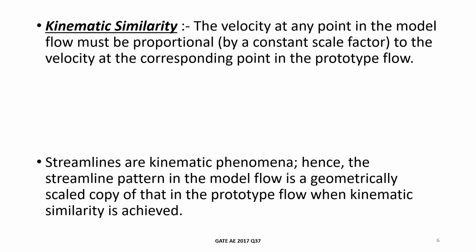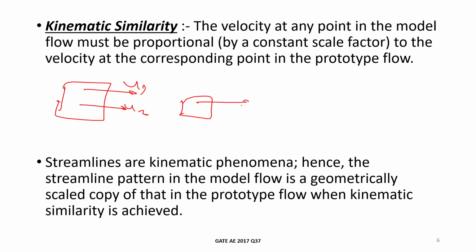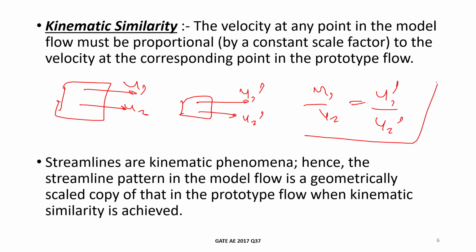Kinematic similarity. The velocity at any point in the model flow must be proportional by a constant scale factor to the velocity at the corresponding point in the prototype. Let's say there is one prototype and one model. So in the prototype at the two points, velocities u1 and u2, and at the corresponding points of the model, velocities u1 dash and u2 dash. So the ratio of u1 and u2 should be equal to u1 dash and u2 dash for kinematic similarity.